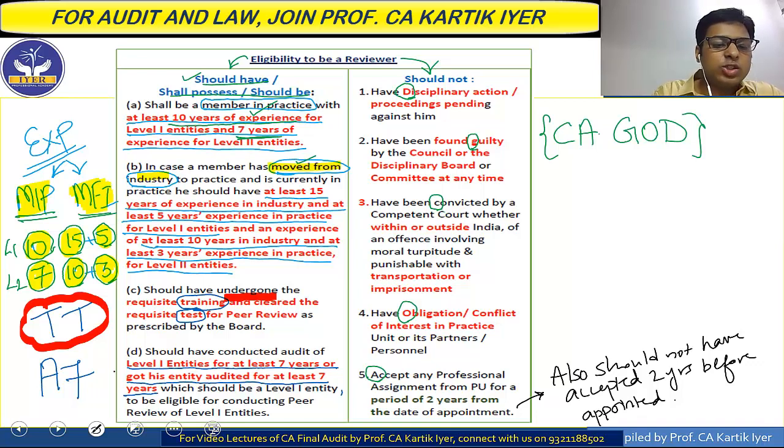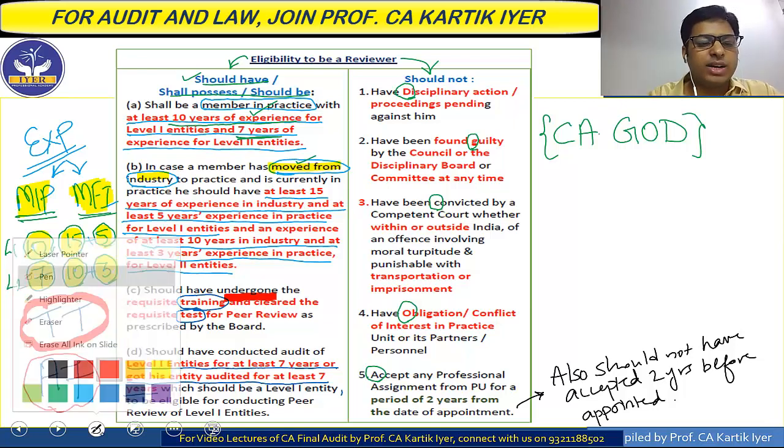Okay. Now, third is should have conducted the audit of level 1 entities for at least 7 years or got his entity audited for at least 7 years, which should be a level 1 entity. So basically, the person has conducted audit of level 1 entities for 7 years. Okay, so that's a good experience. If he has his own entity which has got audited for 7 years, then they are saying that this person will be eligible to be a peer reviewer of level 1 entities. Okay. So now very nice. A7 is nothing but audit 7 years, audit of level 1 entities for 7 years. Okay. That is A7. Simple.